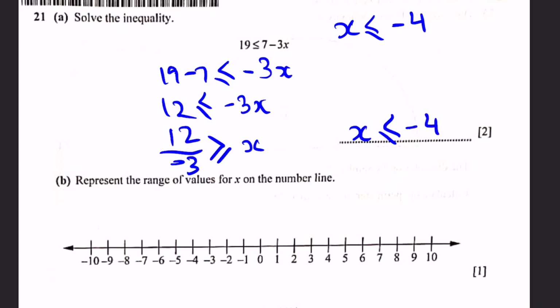B, represent the range of values for x on the number line. So we start with x at negative 4. We put a closed dot because it can be negative 4. It's less than or equal. Then we draw a line towards the left because x can also be less than negative 4. And then we draw an arrow. That's it. That's the answer. So that's it for question 21.